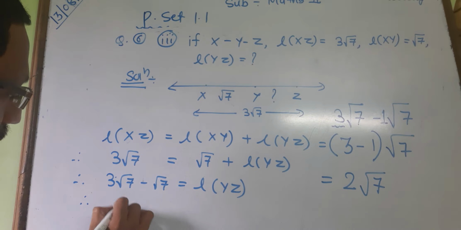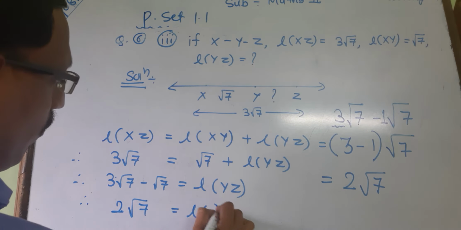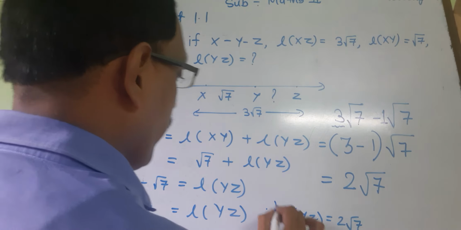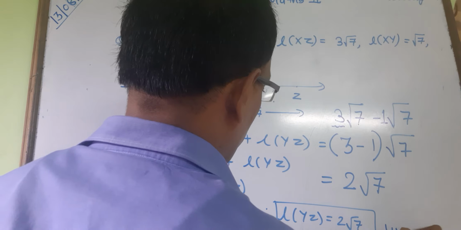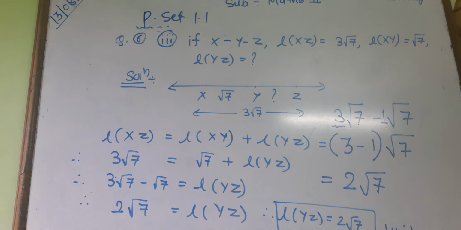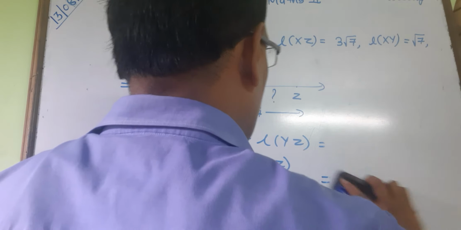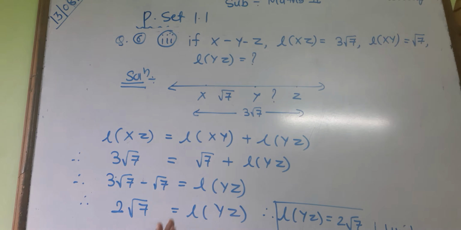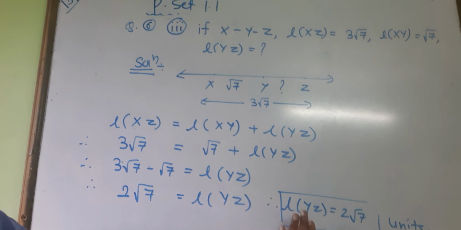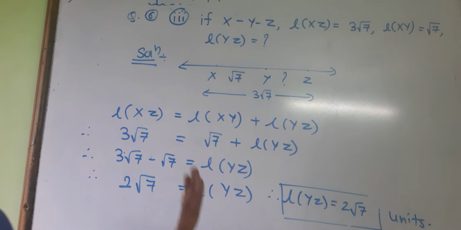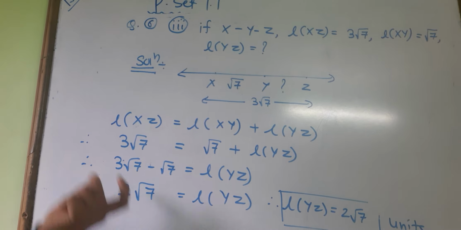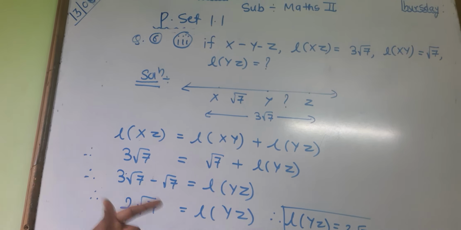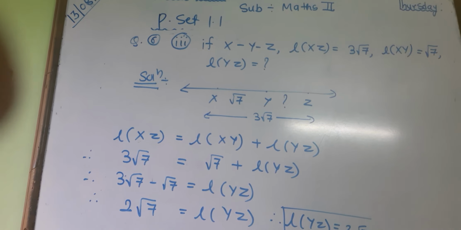So here I should write 2 root 7 as the length of YZ. So length of YZ is 2 root 7. And what unit should you give? The unit should be units. So students, that completes the third sub question of question number 6. I hope you understood. Again I am telling you, don't make a mistake here. You can see the answer is 2 root 7. Take your time. These are surds, and whenever you do the subtraction, you should subtract their coefficients. So keep in mind. Understood?